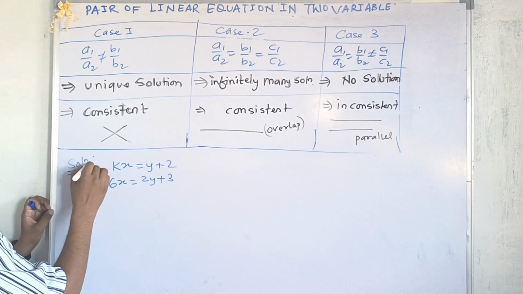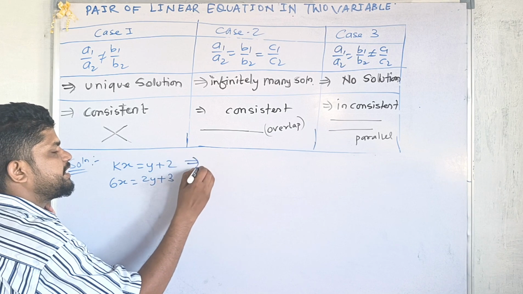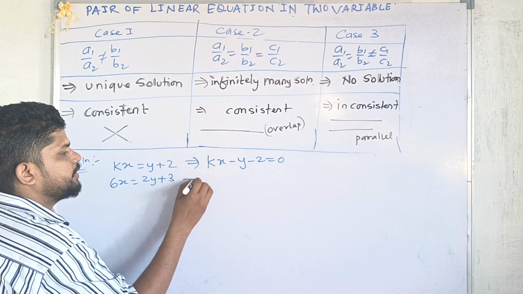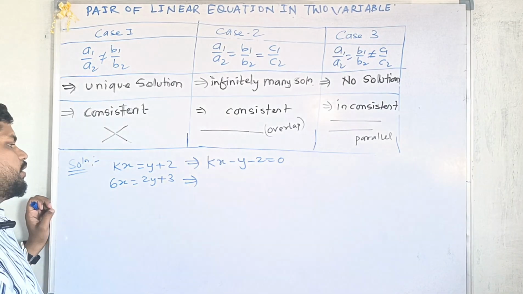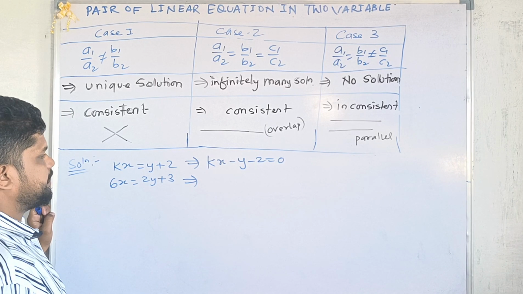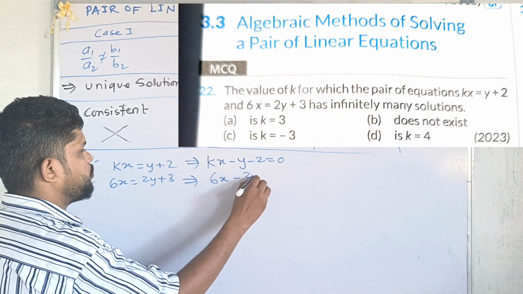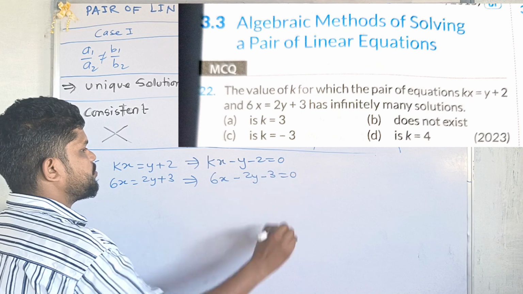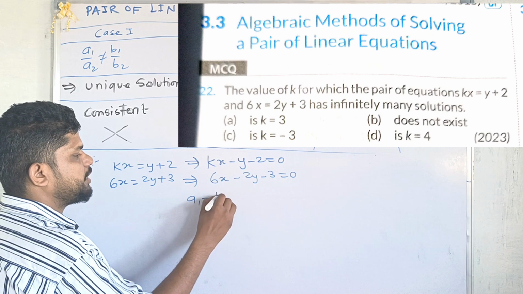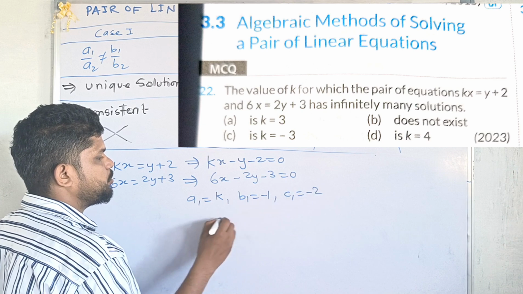The given pair of linear equations is kx is equal to y plus 2. This we can rewrite as kx minus y minus 2 is equal to 0. And the second linear equation is 6x is equal to 2y plus 3, and this can be rewritten as 6x minus 2y minus 3 is equal to 0. So here, on comparing, we get the value of a1 is equal to k, the value of b1 is equal to minus 1 and the value of c1 is equal to minus 2.